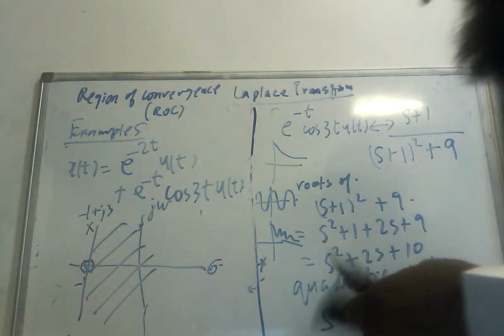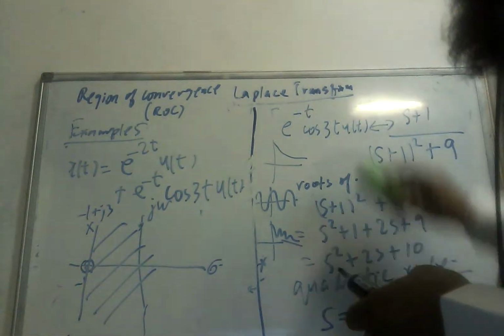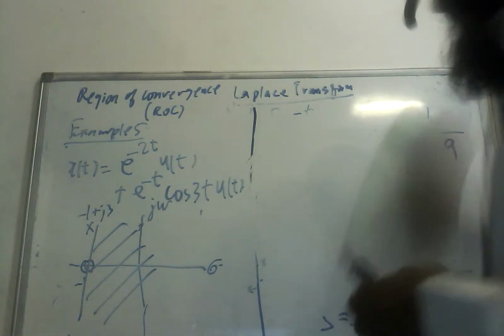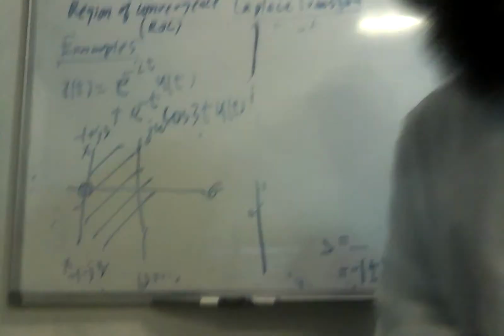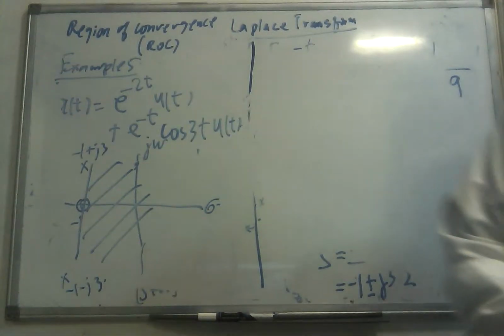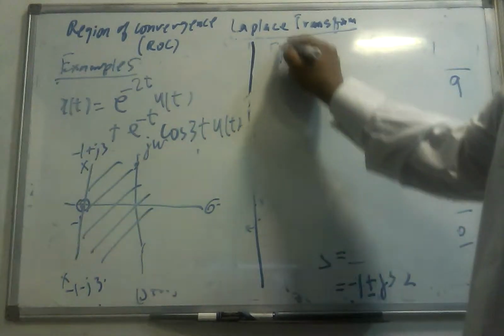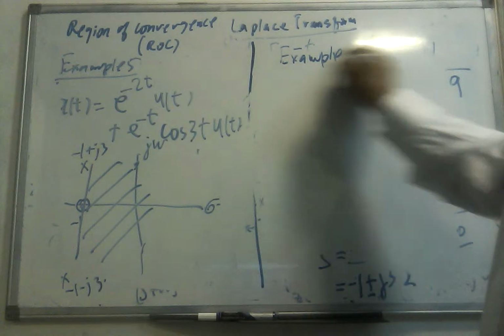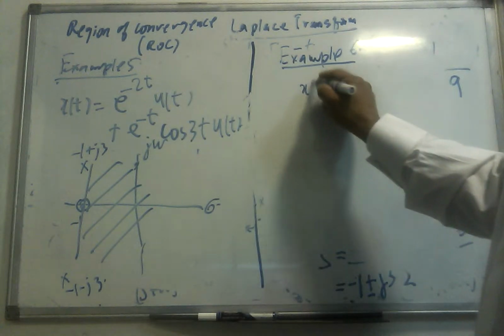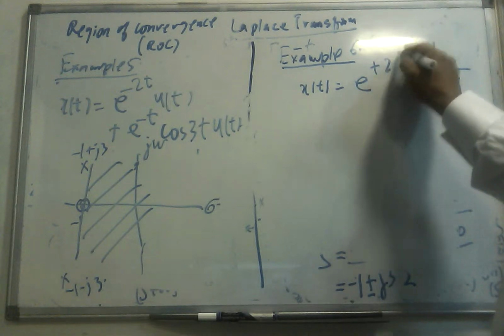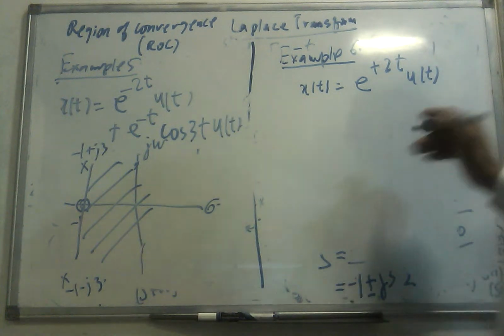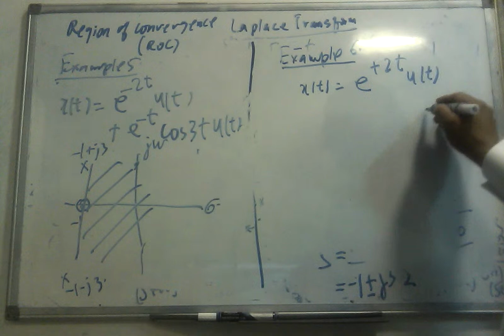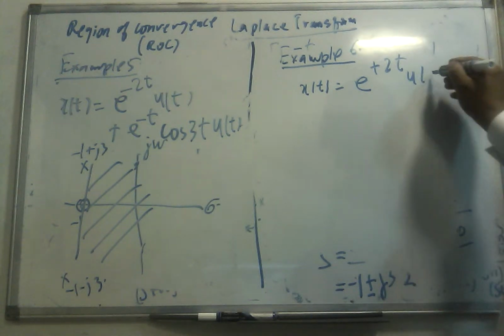Yeah, I have one example here, let me call it example number 6. It's not in the notes, but I can just write it here. So x of t is equal to e to the power plus 2t u of minus t.